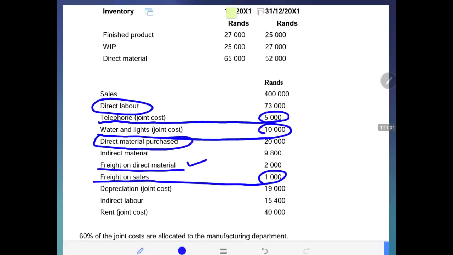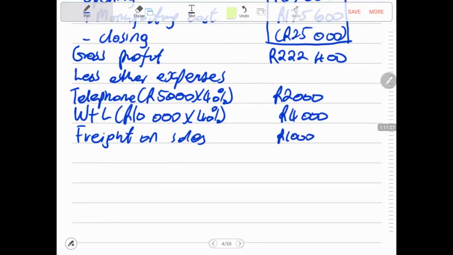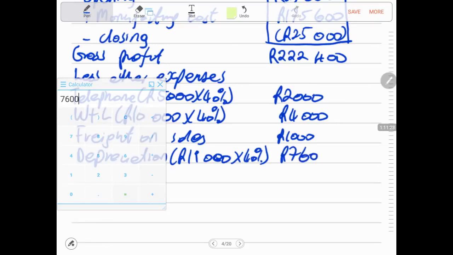Then we look for another expense, which is 40% of depreciation of 19,000. Then we have our depreciation, and out of the 19,000 of depreciation, 40% of that is other cost that does not relate to production. Then 19,000 times 0.4 is 7,600.